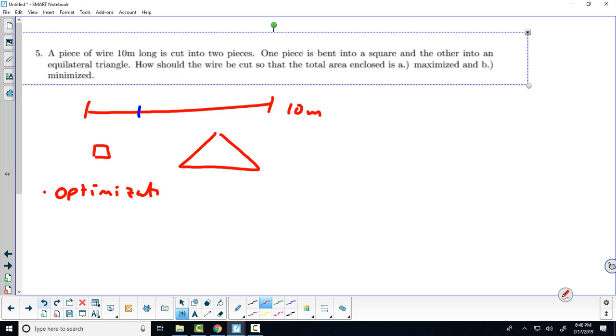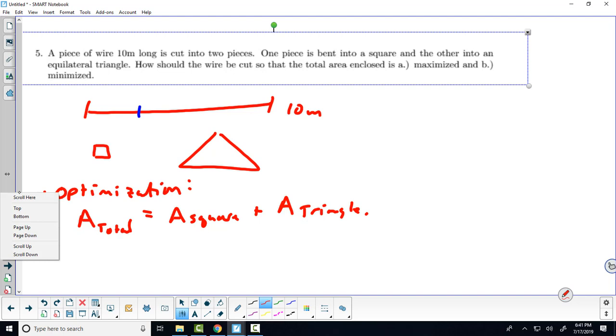This is going to take us quite a while. Okay. But we're trying to optimize the area here, right? The area total. I'm going to put a subscript total here. The area total. Okay. Well, that's going to come from the area of the square plus the area of the triangle.